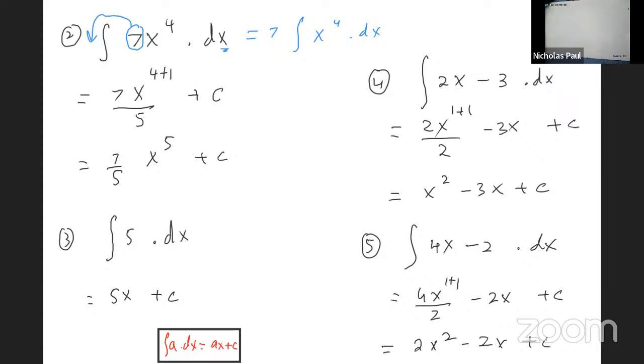All right, let's go again. Before I give you some more, I want you to understand why I keep writing C. So again, I want to just jog your memory. What's the differential of 5x minus 2?